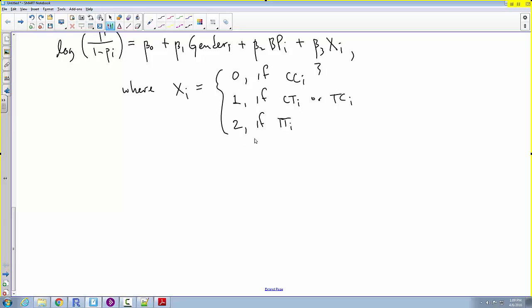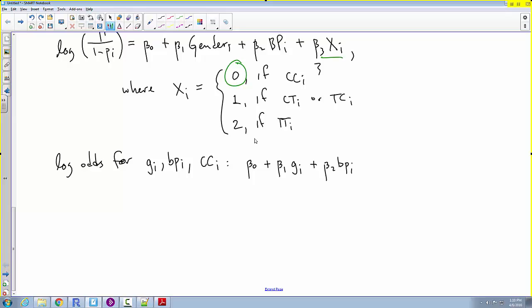So, for example, the log odds for, let's say, pick a gender, and pick a blood pressure. So, females with blood pressure 100, something. Log odds for that type of person who has that genotype is equal to beta 0 plus beta 1 G_i plus beta 2 BP_i. x_i for CC is equal to 0, so this went away. The log odds for same covariates, but genotype CT or TC is beta 0 plus beta 1 G_i plus beta 2 BP_i plus beta 3, because for heterozygotes, it's equal to 1.